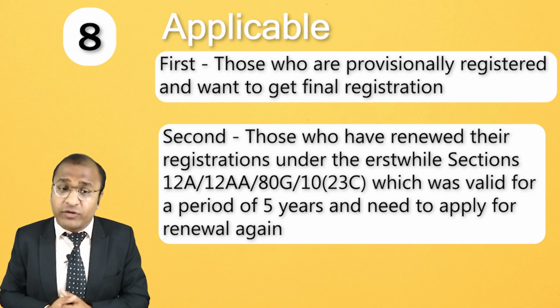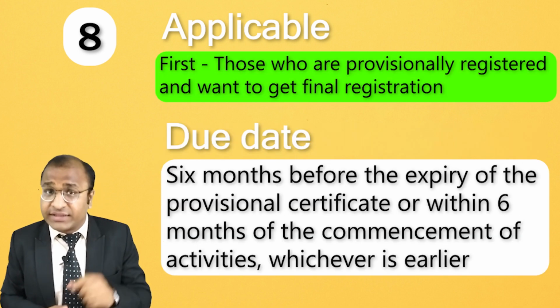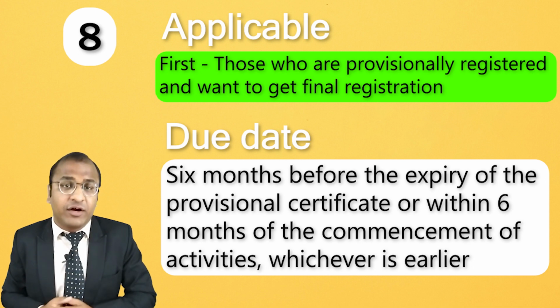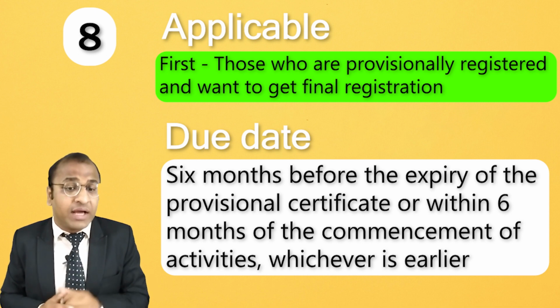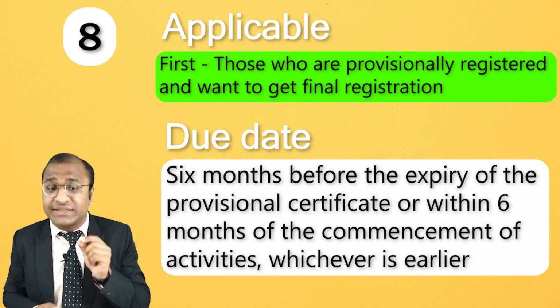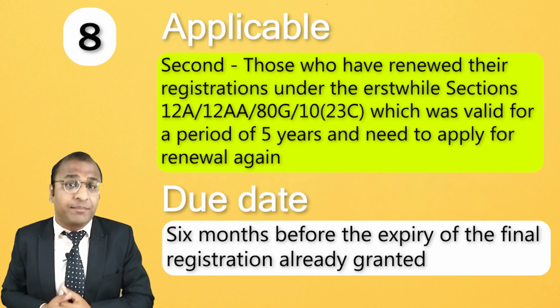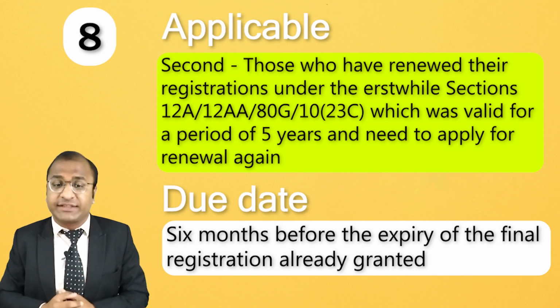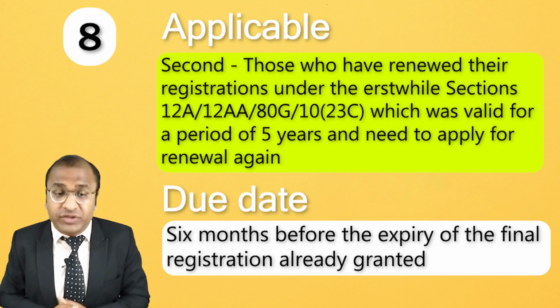While the due date for application for the former is 6 months before the expiry of the provisional certificate or within 6 months of the commencement of activities, whichever is earlier, the latter needs to apply 6 months before the expiry of their final registration already granted.